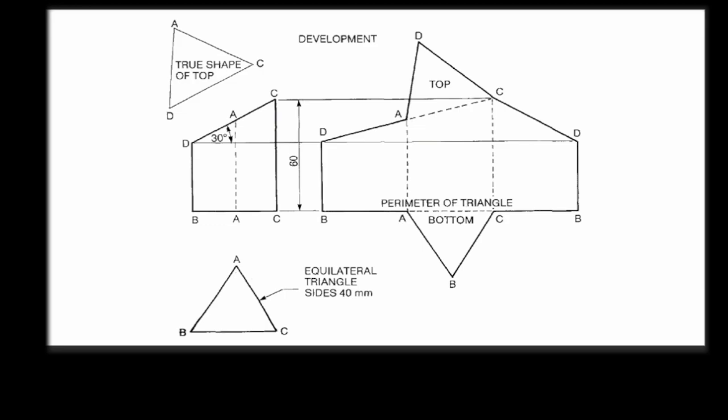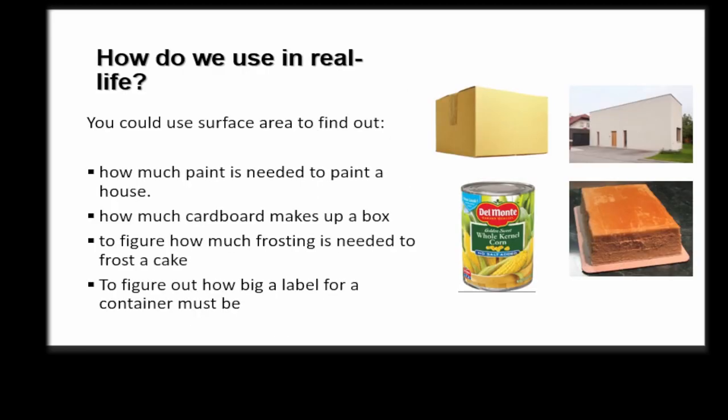There are many instances when we are asking ourselves, how do we relate, how do we apply, how do we use this concept in real life situations? Well, you could use surface area or surface development to calculate how much paint is needed to paint a house: the external walls, the internal walls, the floor, the ceiling. In other instances, we can apply it to calculate how much cardboard makes up a box, to figure how much frosting is needed for a cake, to figure out how big a label for a container must be.